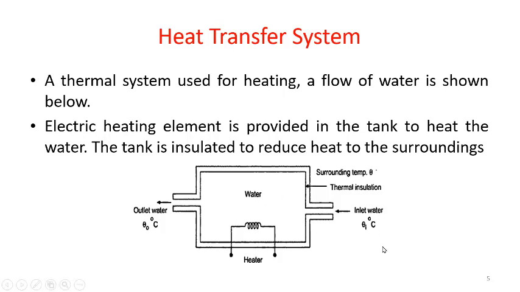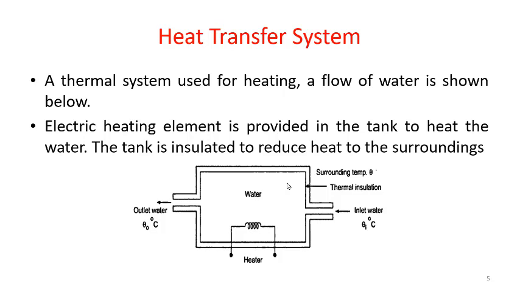Initially the inlet temperature will be near to the room temperature, then it will be heated and there will be a change in temperature at the outlet. The rate at which the heat is supplied will be Q, which is electrical heat, and some amount of heat is going to be lost through radiation or through the thermal insulation also. So the tank is insulated so that heat loss does not take place to the surrounding.